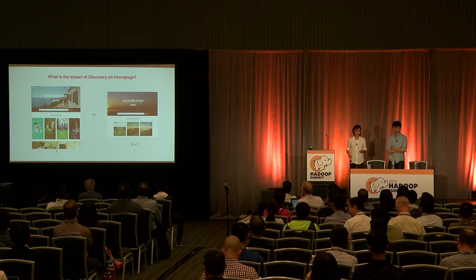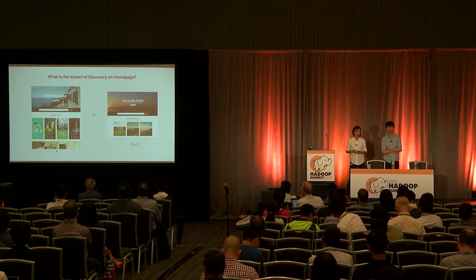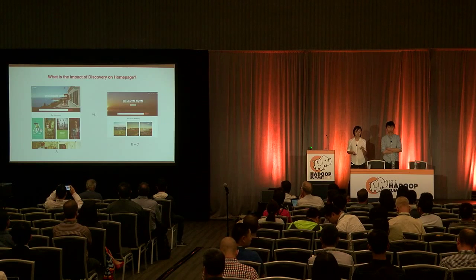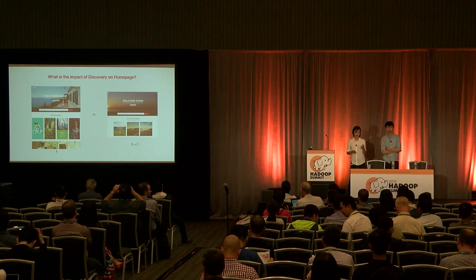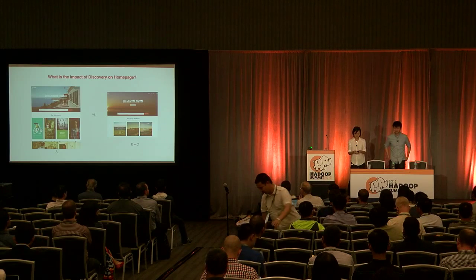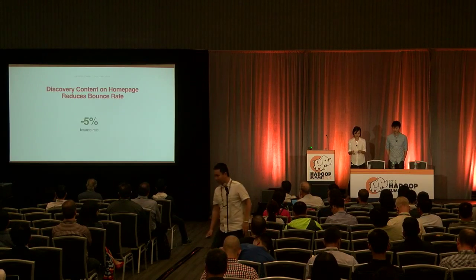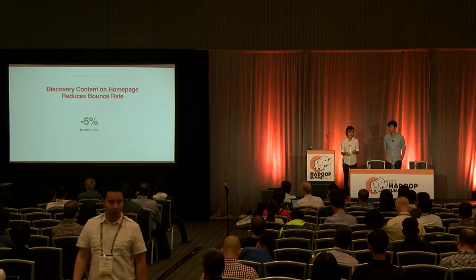Okay, so setting this experiment up this way allowed us to do a couple of things. We were, one, able to measure the effect of having these discoveries on the home page. So this was comparing the control against the 2 treatments, which looked identical on the home page. And doing it this way, we saw that having discovery content on the home page reduced the bounce rate on our homepage by 5%.